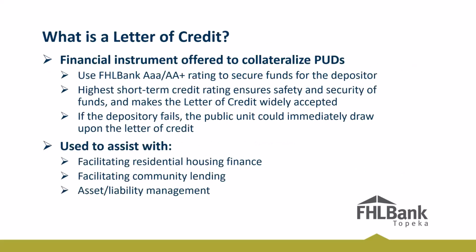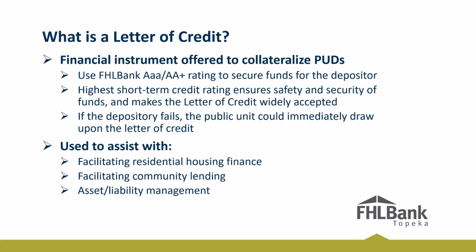All right, so now that we've talked about pledging securities and a little bit about letters of credit, I just want to get into exactly what a letter of credit is. Essentially, the letter of credit allows you and your beneficiary to use the Federal Home Loan Bank's AAA rating to collateralize your deposit rather than pledging the securities. Our high rating ensures the safety of your beneficiary's deposit and makes our letters of credit so widely accepted.